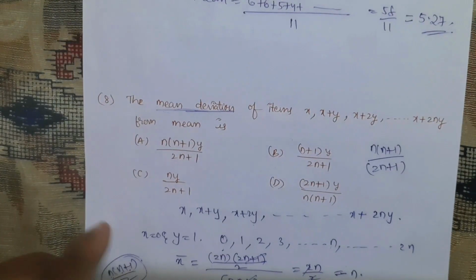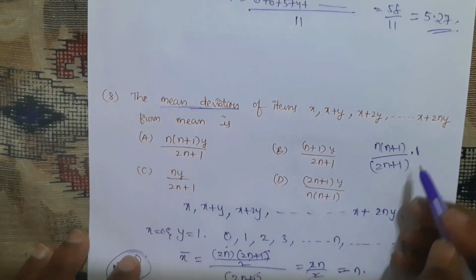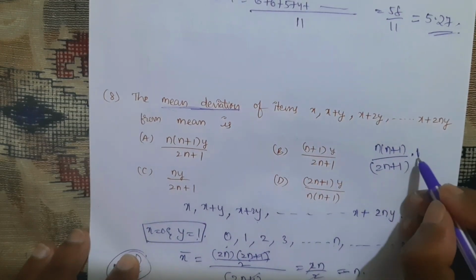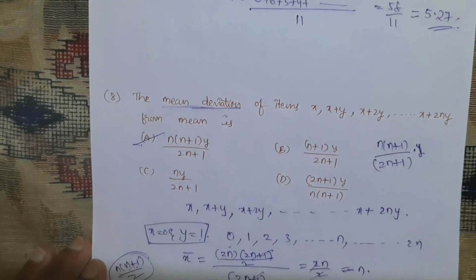If you observe the options, that is not there. But here I will multiply this with 1. That 1 is nothing but y, so instead of 1 I will replace it with y. Then you will get option A.